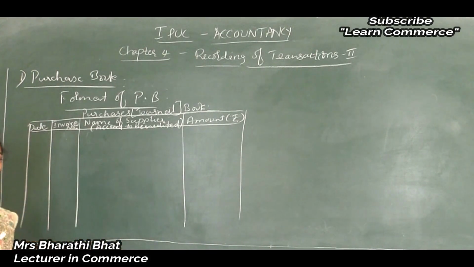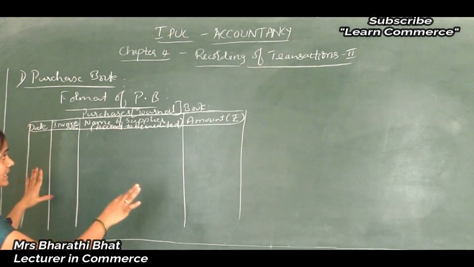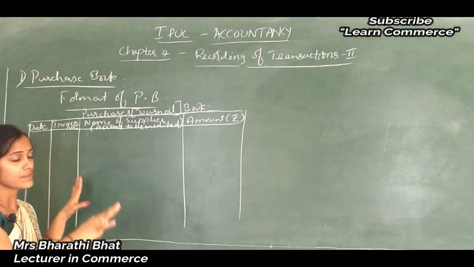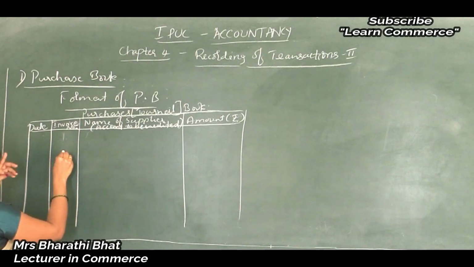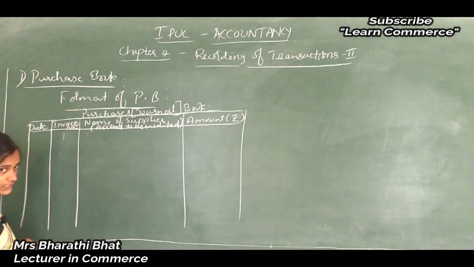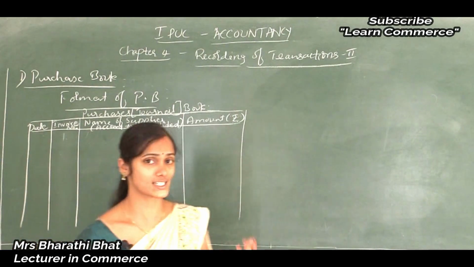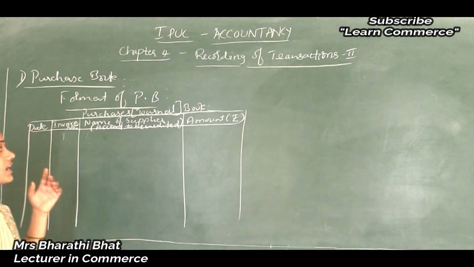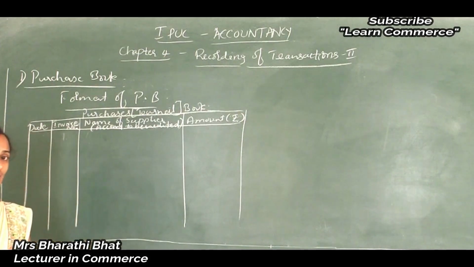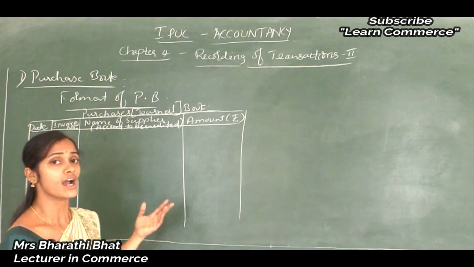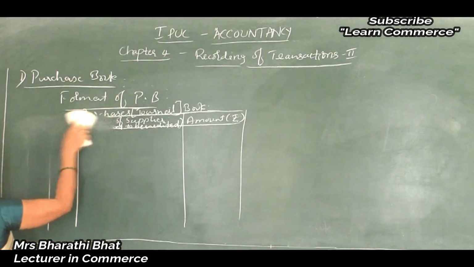To score 6 out of 6, you have to complete the format like this, with proper columns. Suppose invoice number is not given, then write 1, 2, 3, and properly record the date also. Let's start to solve some illustrations related to the purchase book. Just by solving one or three illustrations we can easily understand how to prepare this purchase book. Got it, right? Okay, let's start.